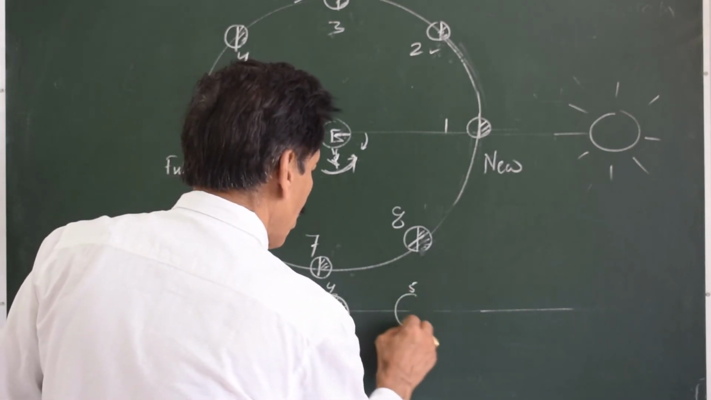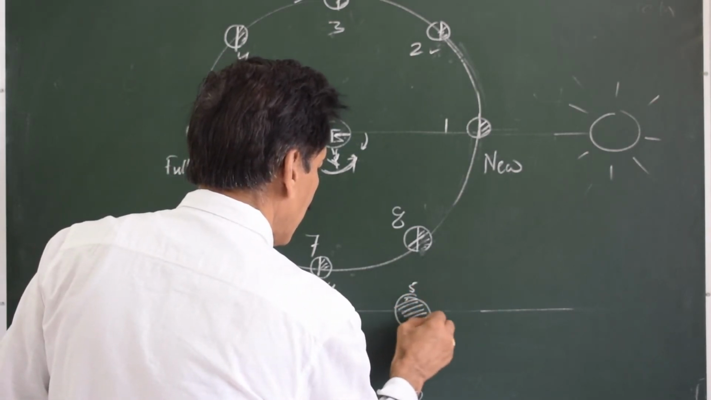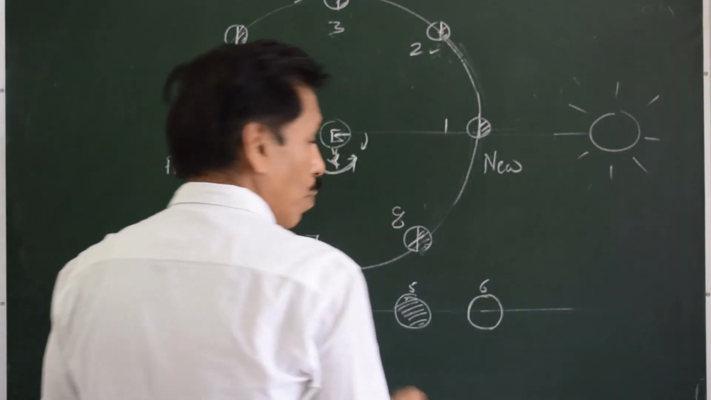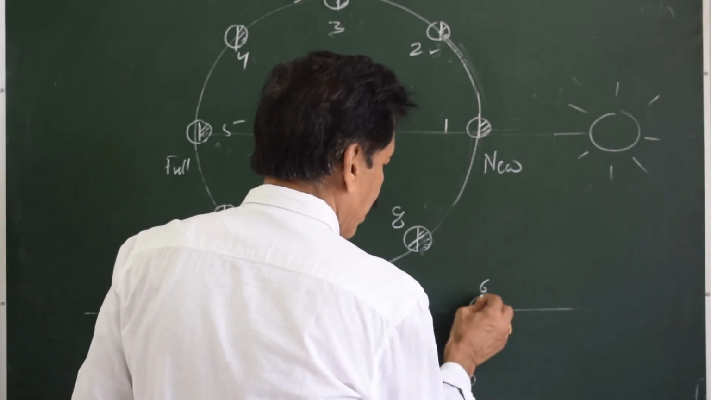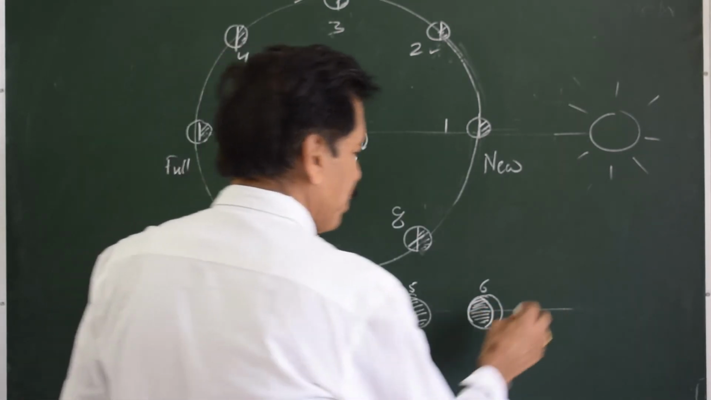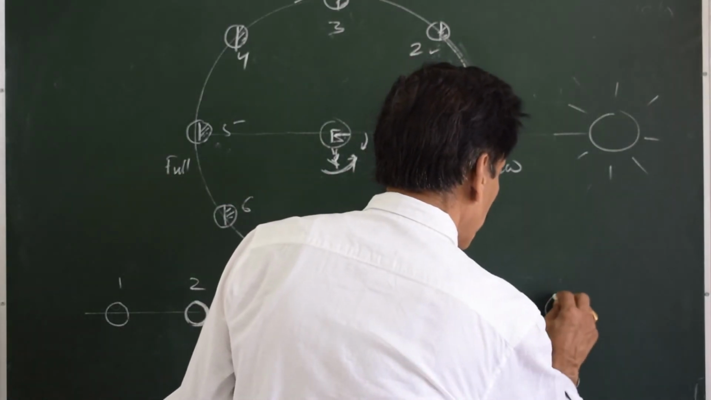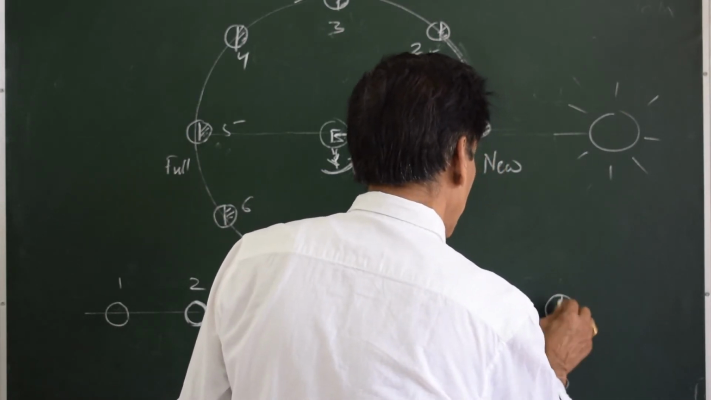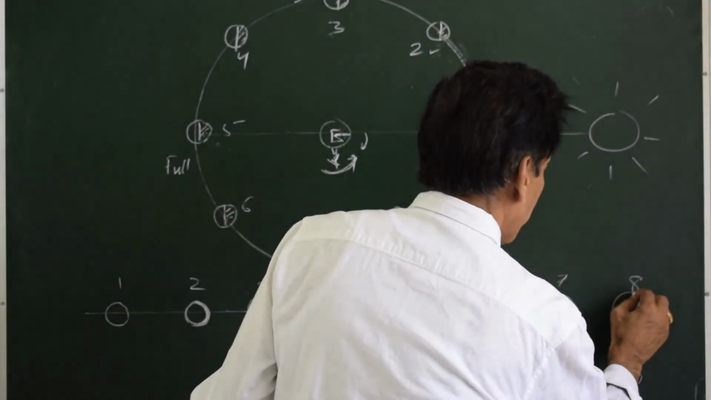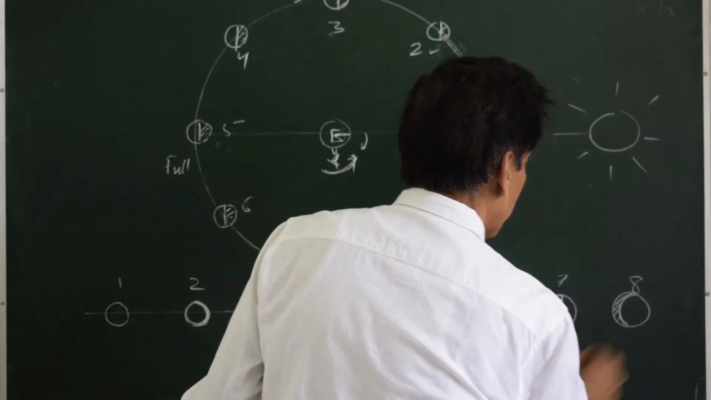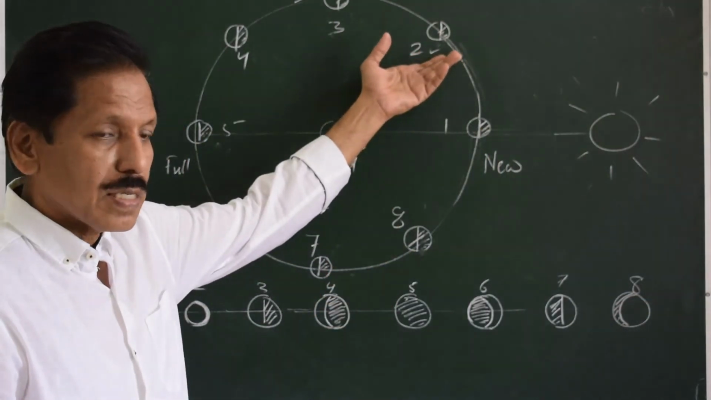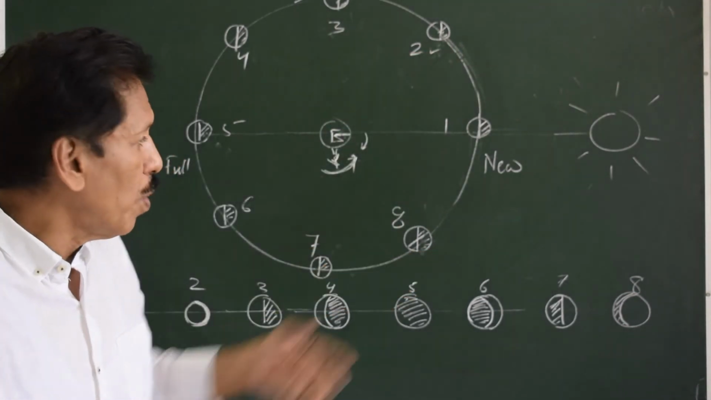Position number 5 is full moon. The entire lit part is seen to you. Number 6 again gives us more than 50%, but by convention you are seeing the lit part on the east. Number 7 is dichotomous again. You are able to see the 50% of the lit part. And number 8 is crescent again. This time the curvature of the crescent is pointing to east. So as I said, this crescent is in the evening skies and this crescent is in the morning skies.